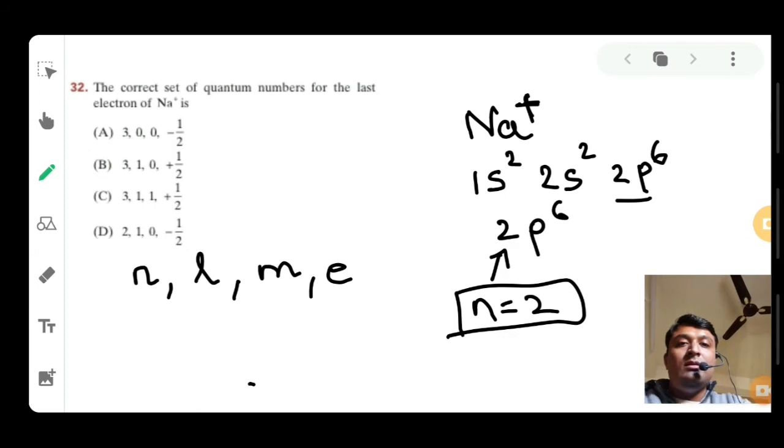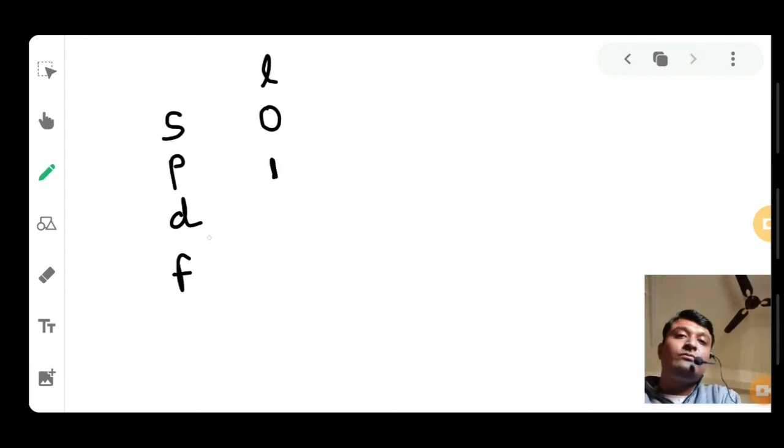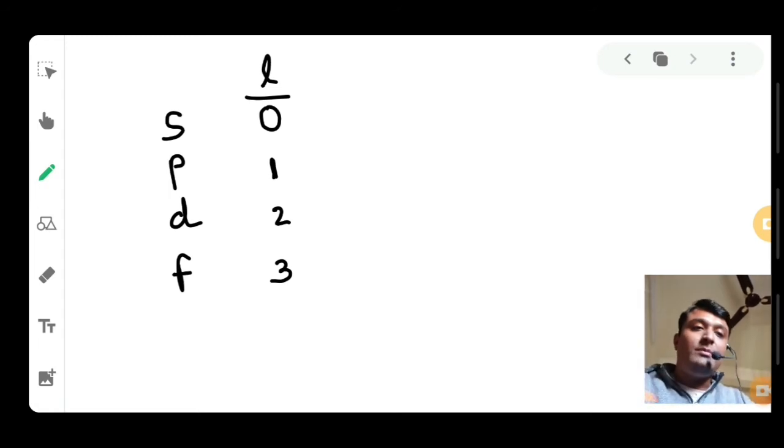Now, in order to find the azimuthal quantum number, for different subshells the azimuthal quantum number will vary. For s, p, d, f there is a variation in the values of the azimuthal quantum number, that is l. For s, the value is 0. For p, the value is 1. For d, the value is 2. And for f, the value is 3. So l value can vary from 0 to 3 depending on s, p, d, f.